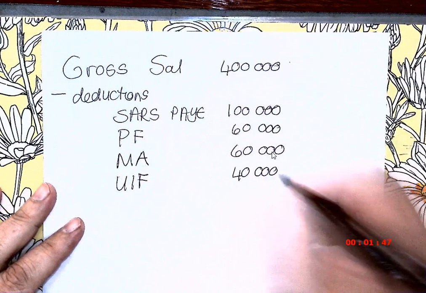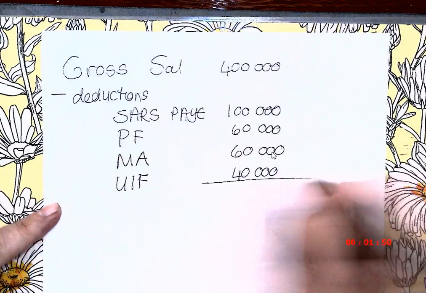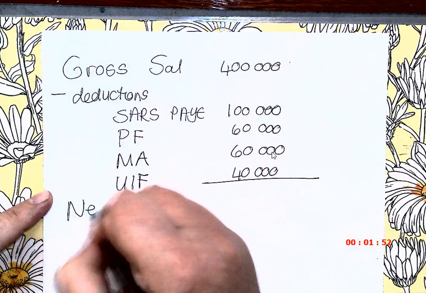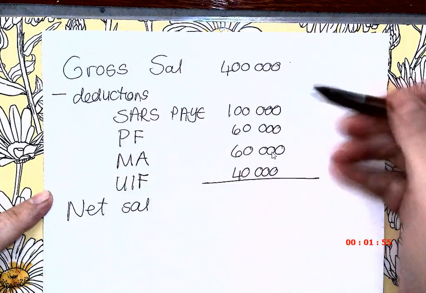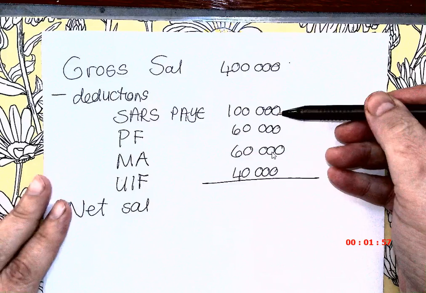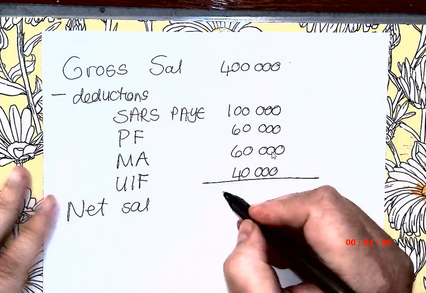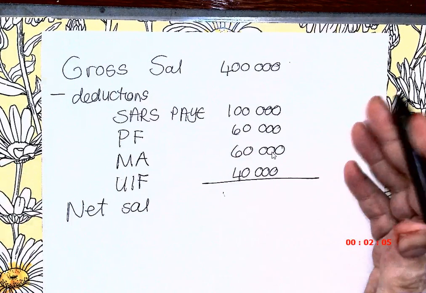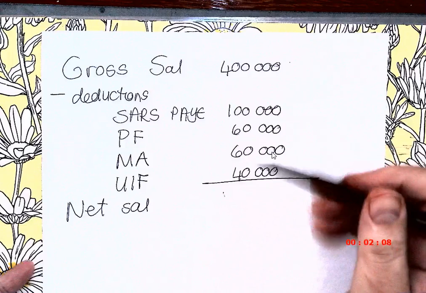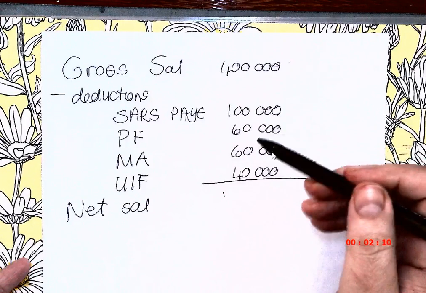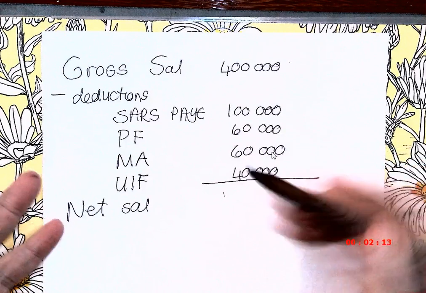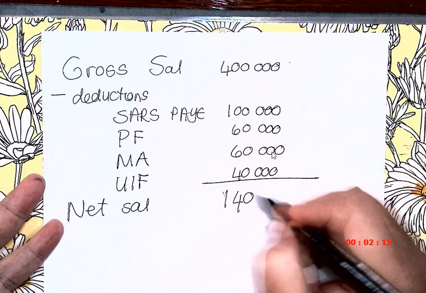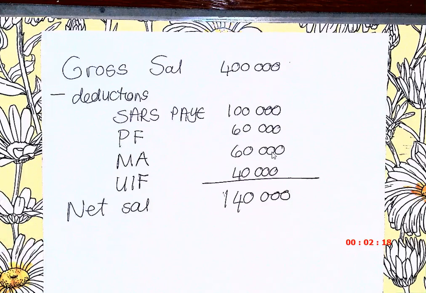Are we all excited to start working? So what's my net salary? It's about 140 that you get out. Is that right? Everybody happy? How much do I get? 140. Now, that 140 is what I call my net salary.